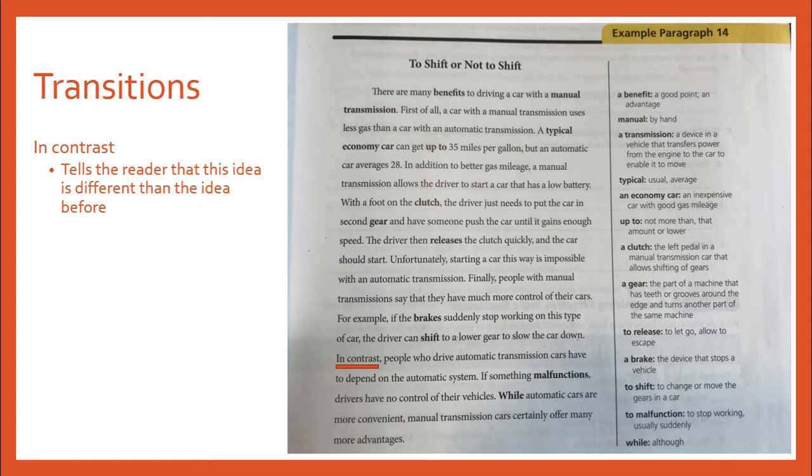In contrast, people who drive automatic transmission cars have to depend on the automatic system. And now the use of "in contrast" shows that the idea in this sentence is going to be different than the idea contained in the sentence before it. So this says that if you have a car with an automatic transmission, you do not have the ability to shift gears yourself to slow your car down. So this is an example of how an automatic transmission car gives you less control over your vehicle than a manual transmission car does.